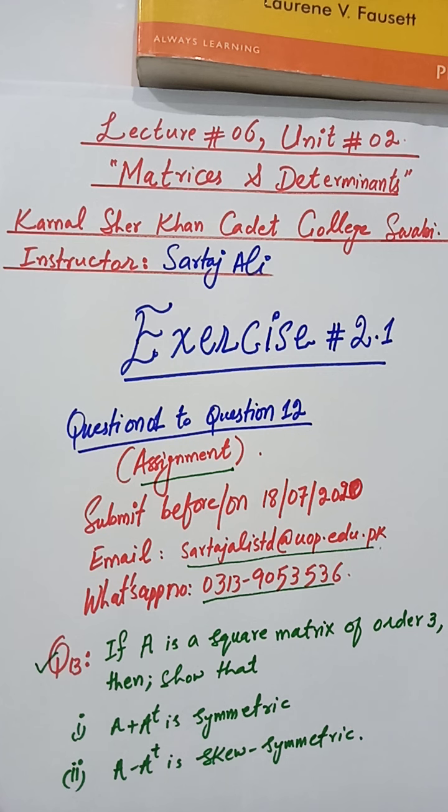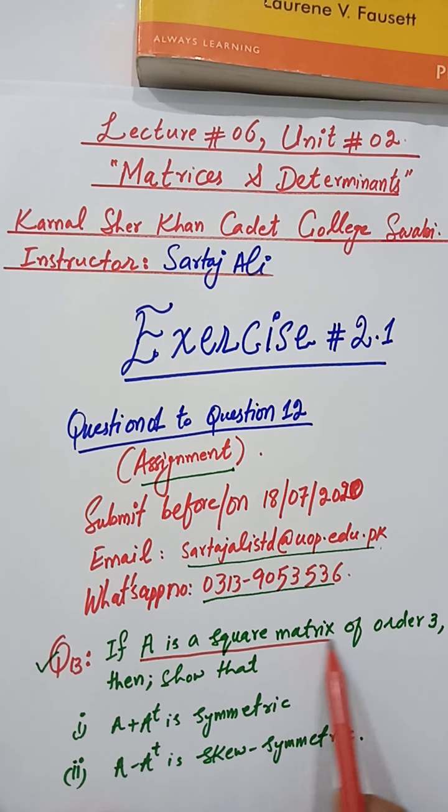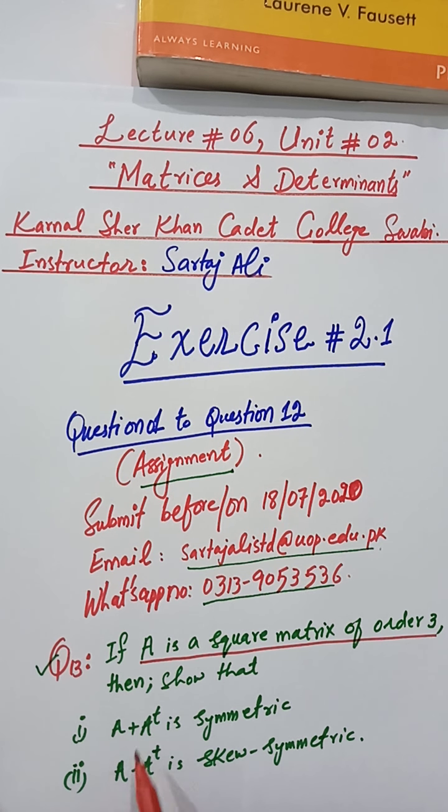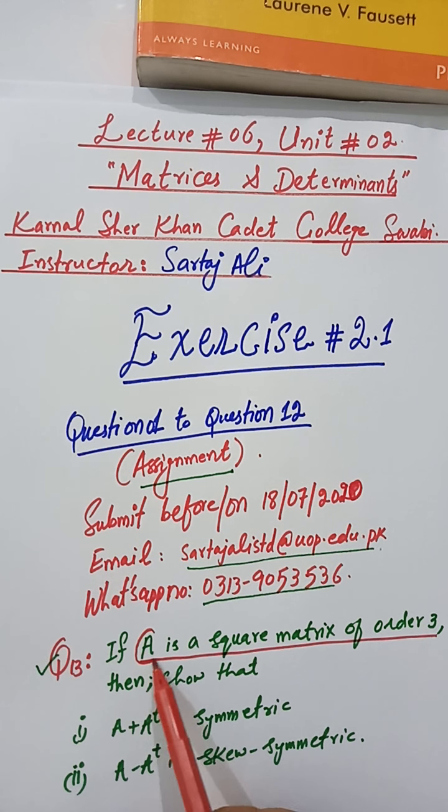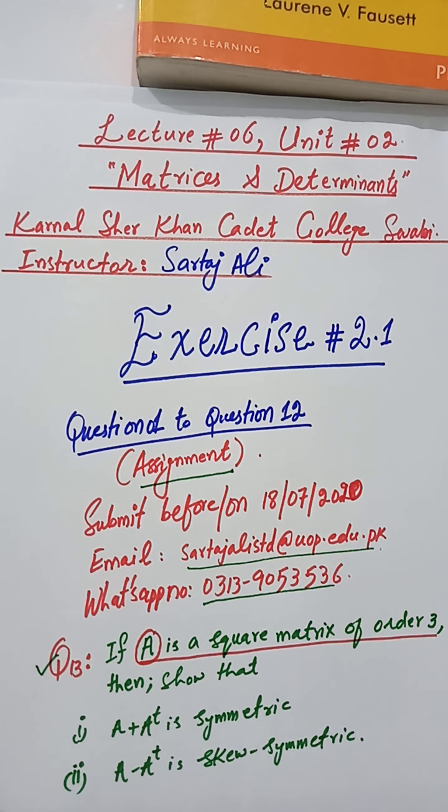Why is it difficult? If you look at the statement of this question, if A is a square matrix of order 3 by 3, so this is your given, and you need to show that A plus A transpose is symmetric, and in part number 2 you need to show that A minus A transpose is skew symmetric. In this case, the matrix is not given. You need to consider a general matrix of order 3. So that's why this question is a little difficult.